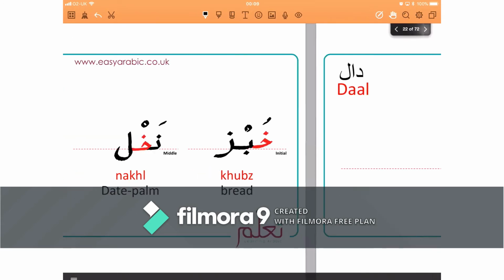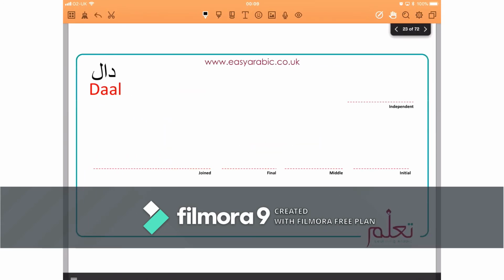Next one is the letter dal. Dal. So we have dal on its own, and then in the initial position is the same. In the middle, something joins onto it, and dal, and then finally is dal. Okay, and joined up form will be the same. At the beginning it's like this, but if something was joining onto it, it will be dal. Again, dal.